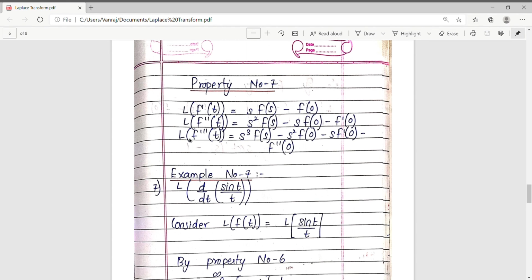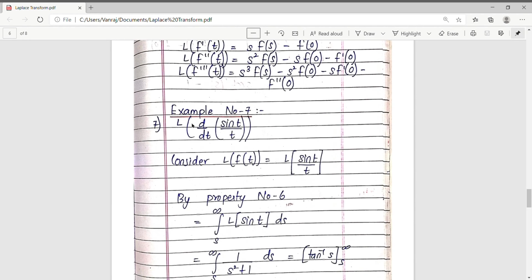And if you have to find the Laplace transform of f triple dash of t, then it will be s cube into f of s minus s square into f of 0 minus s into f dash of 0 minus f double dash of 0. So we will see this property with an example.